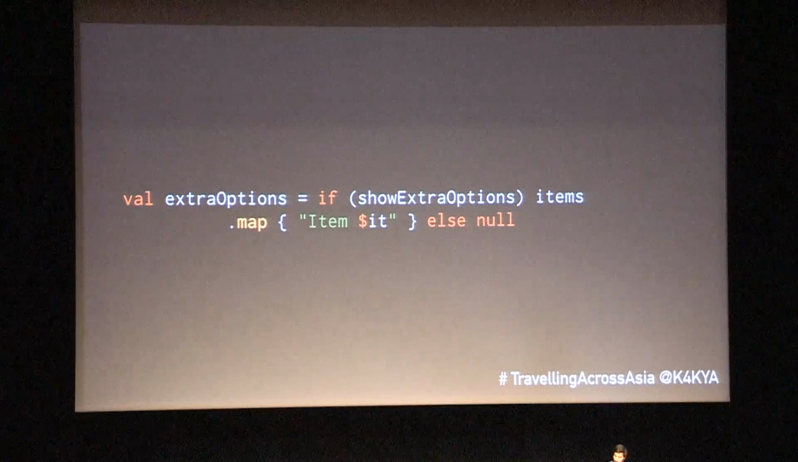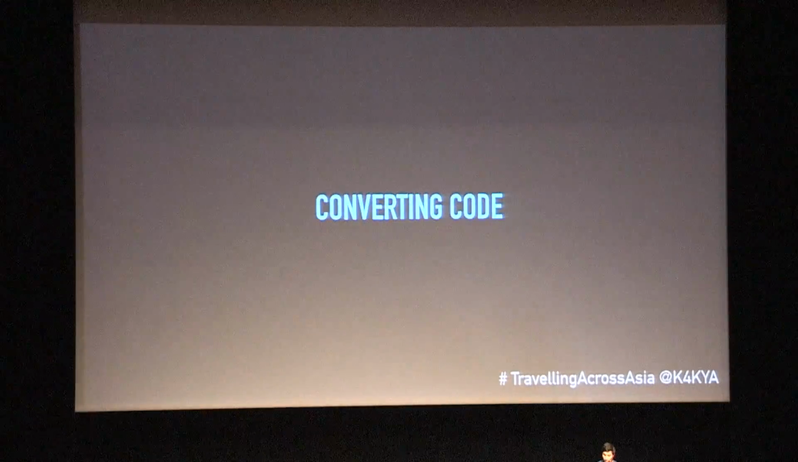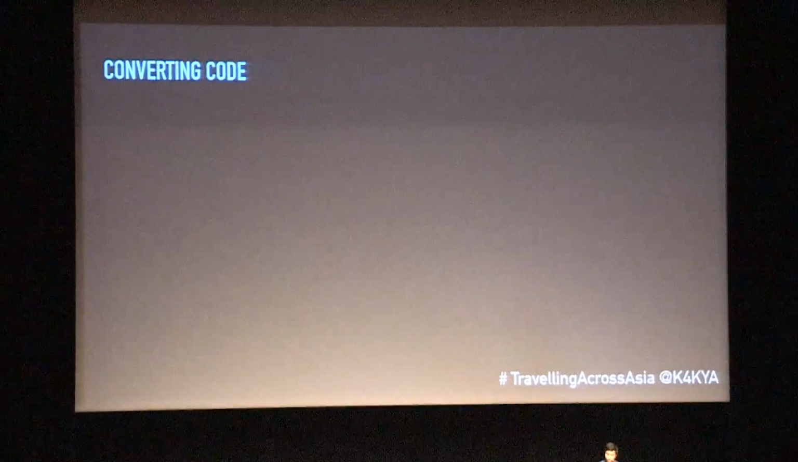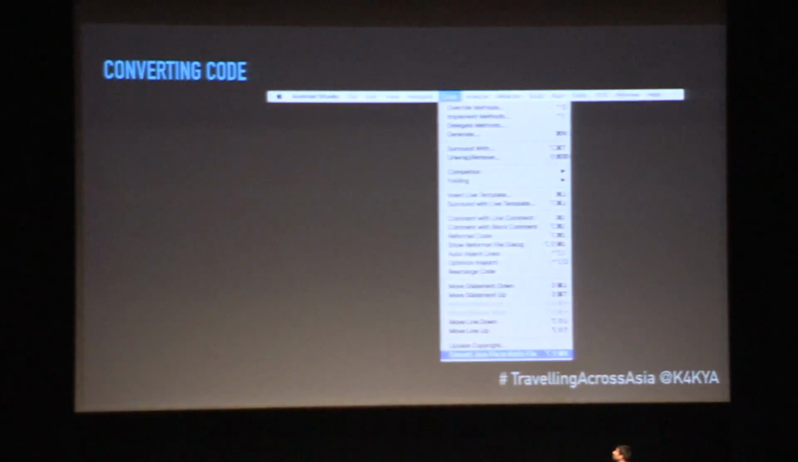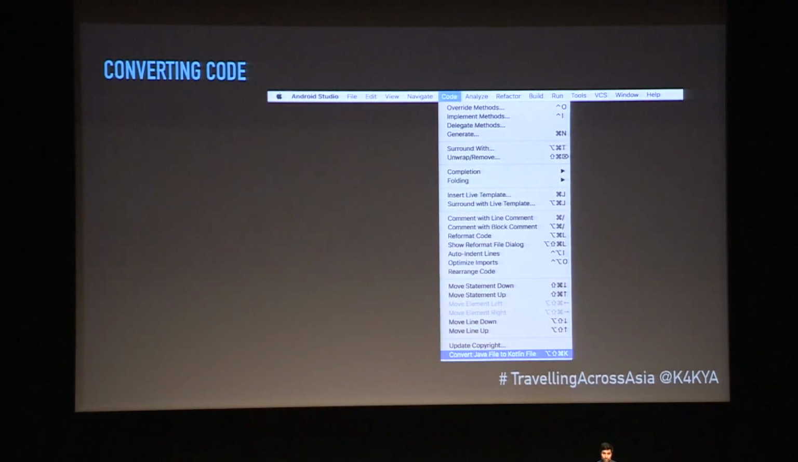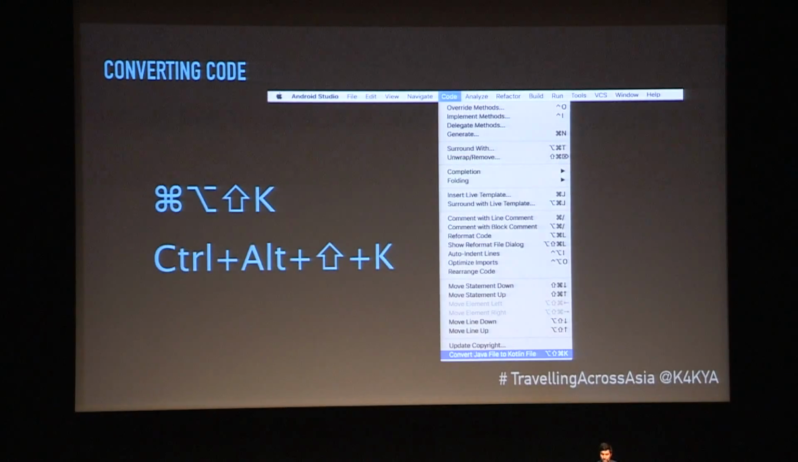How are you going to actually convert your code? So you're probably going to be using Android Studio. And to do this, you can use the Convert Java File to Kotlin File action in Android Studio, which is Command Option Shift K or Control Alt Shift K, or just sort of mash the bottom left-hand corner of your keyboard and hit K.